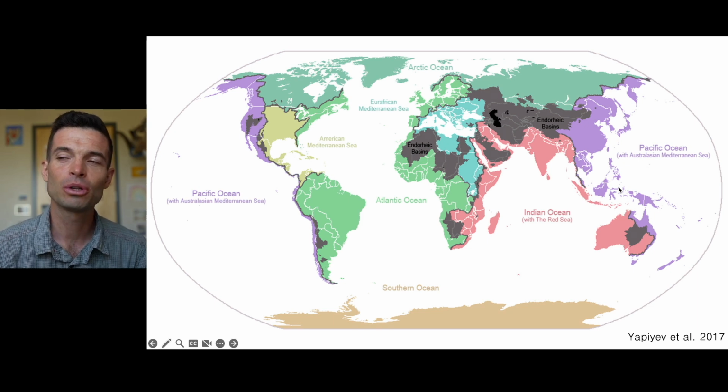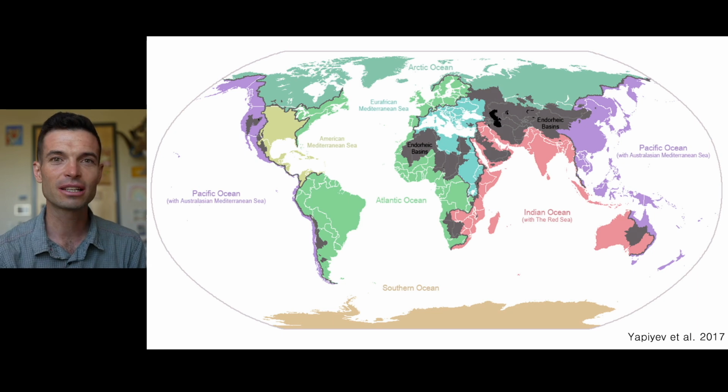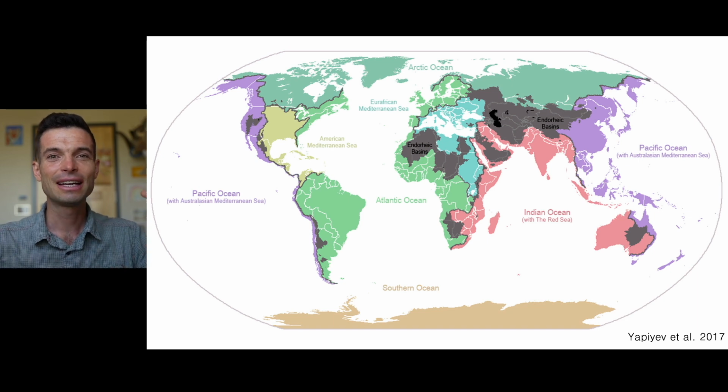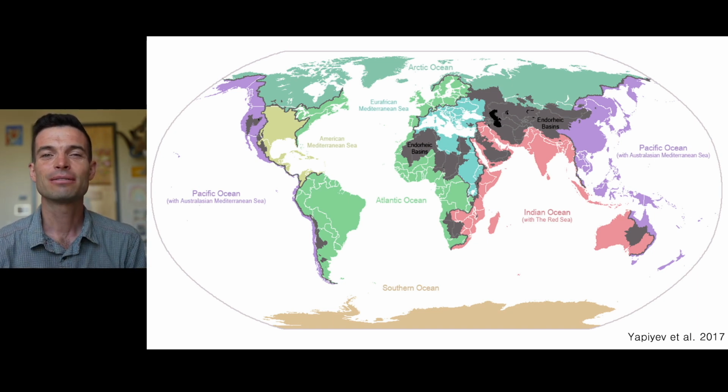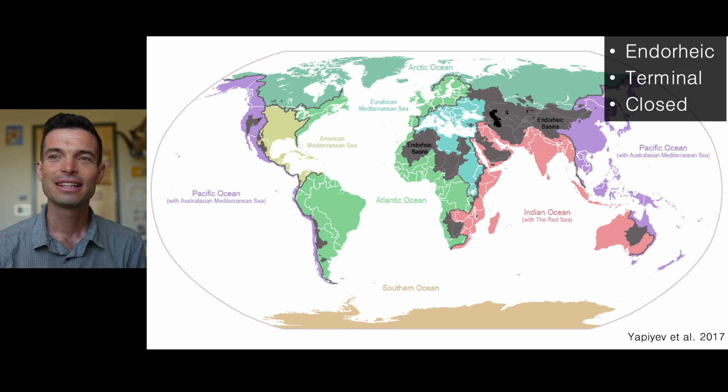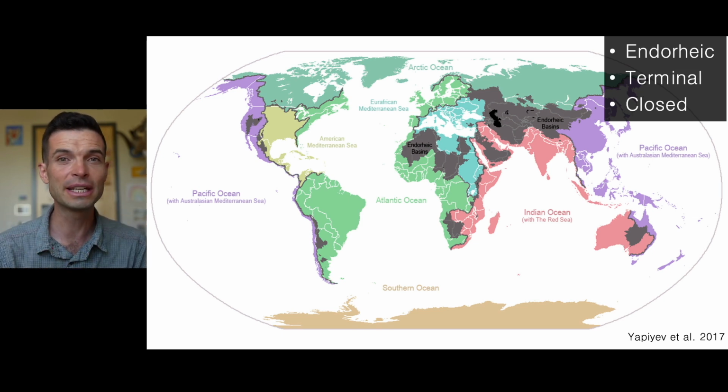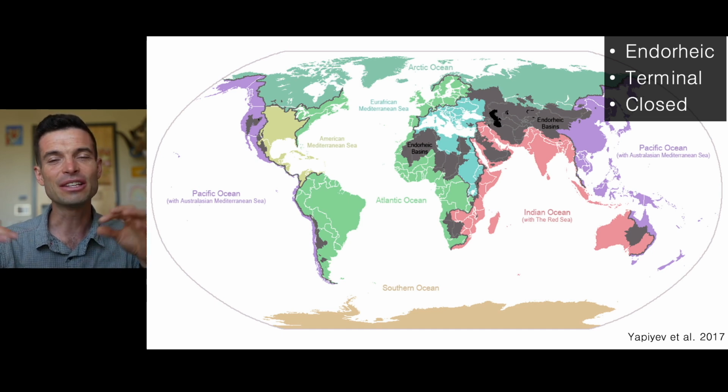So many people assume that because Great Salt Lake is salty, it's a very unique and exotic ecosystem. It turns out that about 20% of the Earth's surface is internally draining, meaning that the rivers don't flow toward the ocean. They flow toward saline lakes. These areas are called endorheic, terminal, or closed. Those are all synonyms for the same thing. It means that they don't flow toward the ocean. Now, don't worry, you probably don't need to know that terminology.